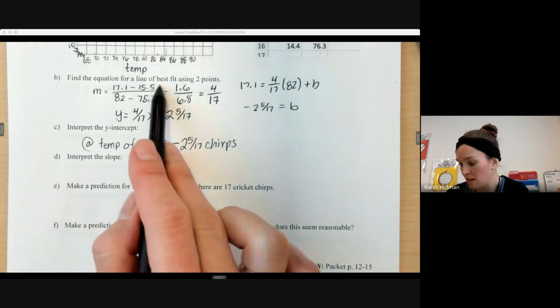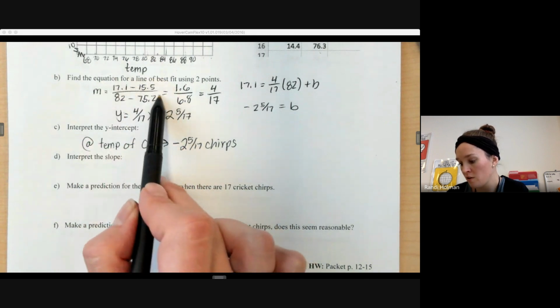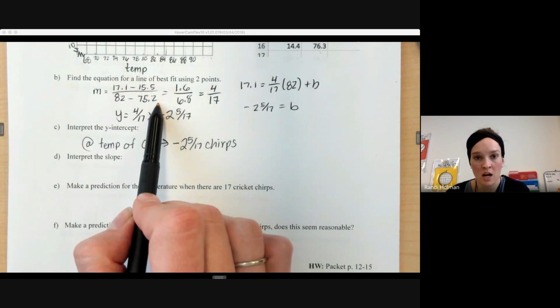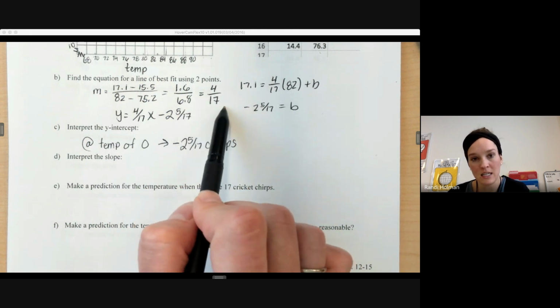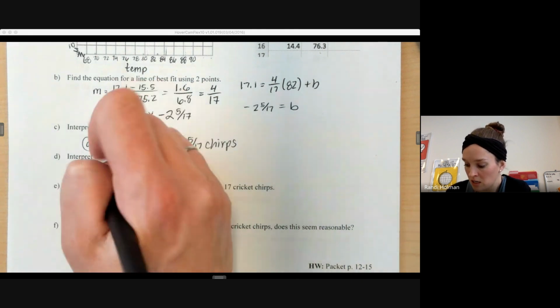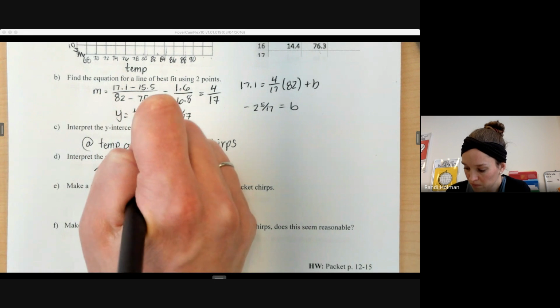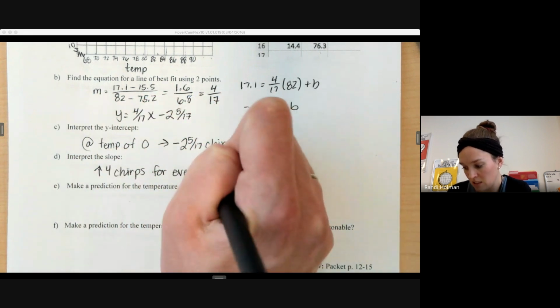So interpret the slope. So think here we're finding the change in cricket chirps over the change in your temperature. So our crickets are going to increase 4 chirps for every 17 increase in temperature. So increase 4 chirps for every 17 degrees.